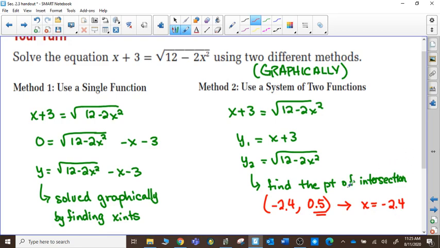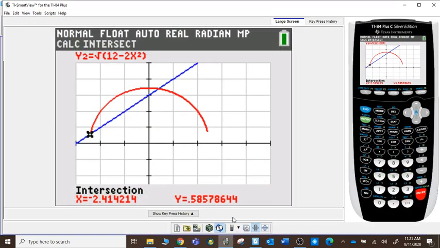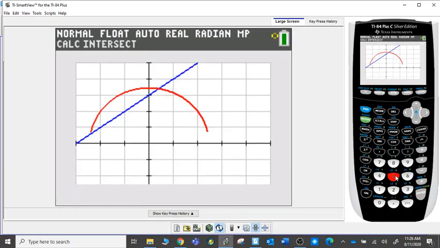So let's go back to the graph and we'll find the other point of intersection over here. So second and trace again, number 5. This time I need to again move closer to where that point of intersection is so the calculator knows which point of intersection I'm curious about.